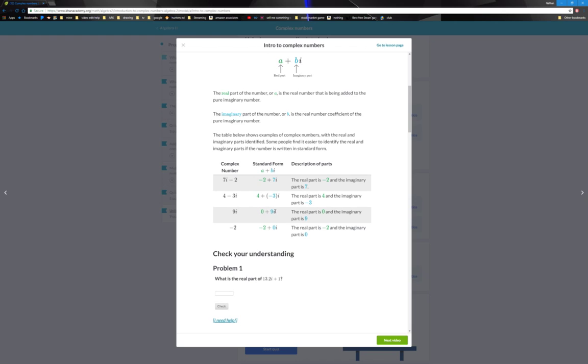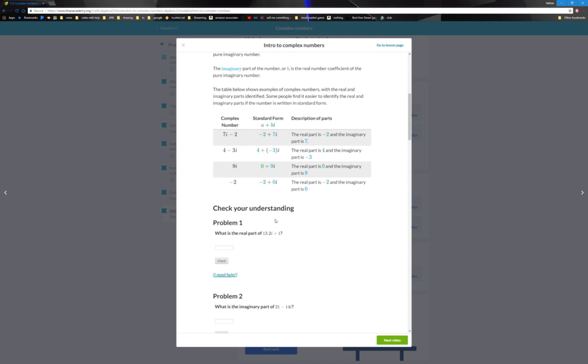9i is 0 plus 9i. Negative 2 is negative 2 plus 0i. So what is the real part of 13.2i plus 1? Well, we could change it into standard form, so we just put the 1 in front, so it'd be 1 plus 13.2i. And we know the part in front, the one that doesn't have the i on it, is the answer.